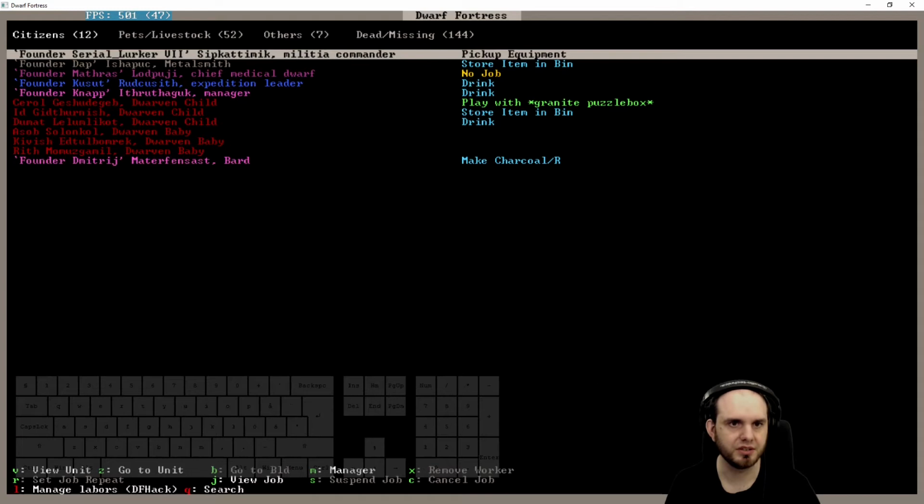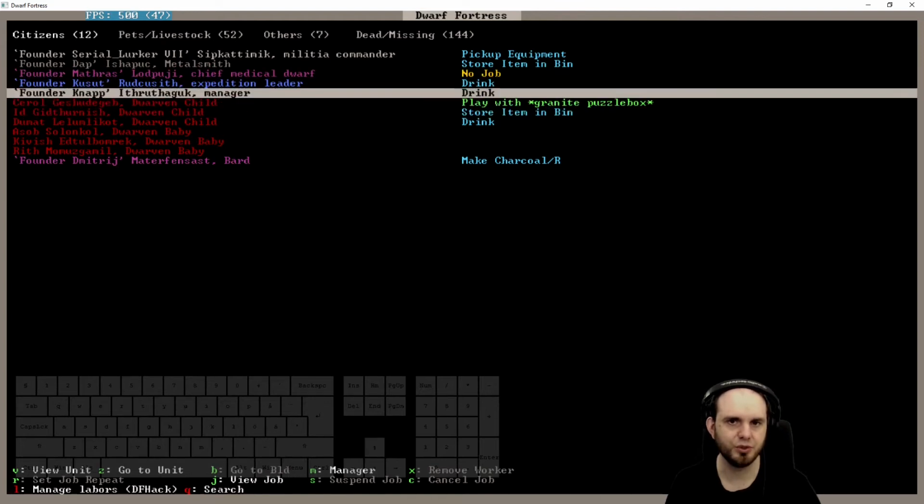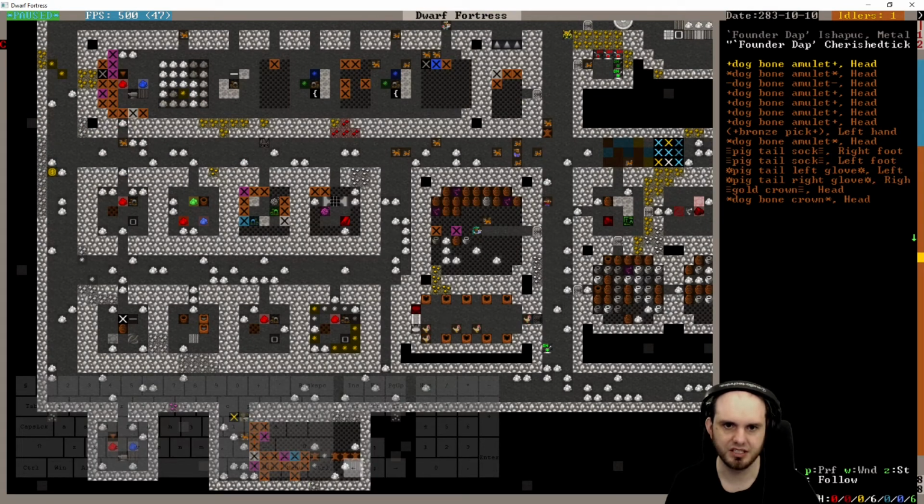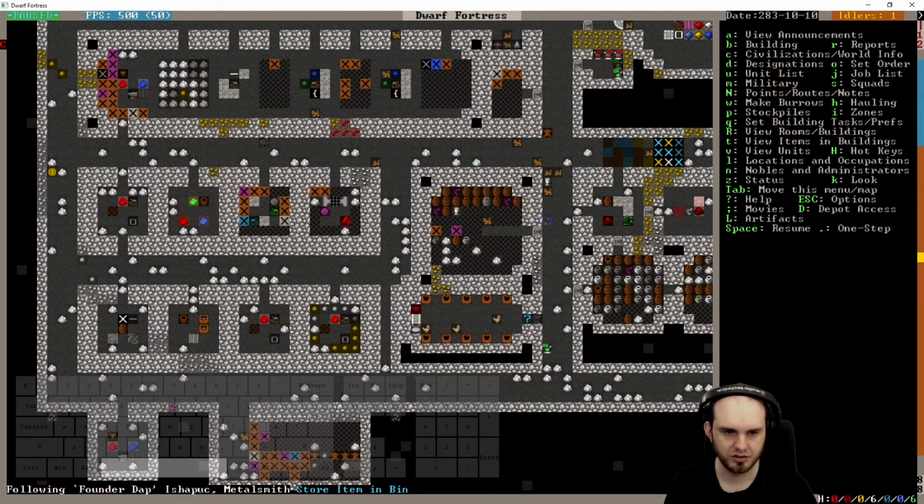Okay, so who is doing what right now? Dap is going to store item in bin, which would also be doing because Dap is probably carrying said child. Where is... okay, there you are. You have many amulets on your head, and you also have several crowns. That's all super duper, right? And you're carrying a lot of bars. Okay, good. Well, I don't know good, but... Okay. You're storing them over here. I'm just assuming.